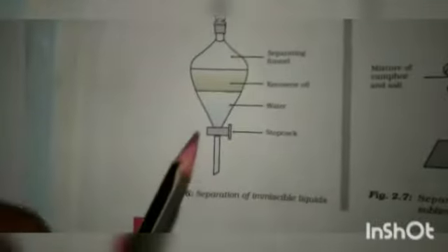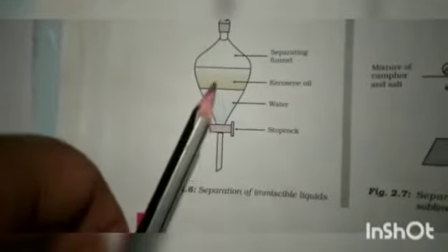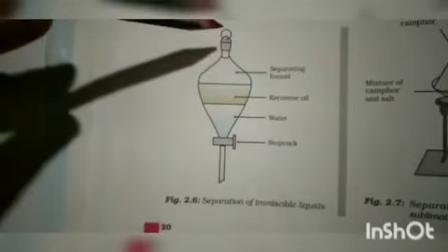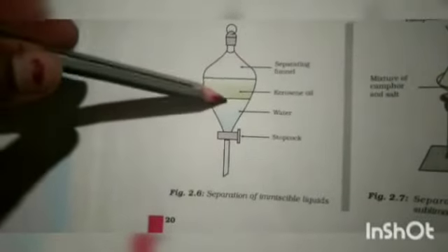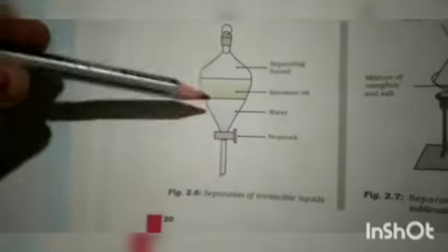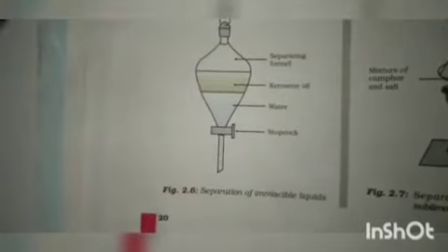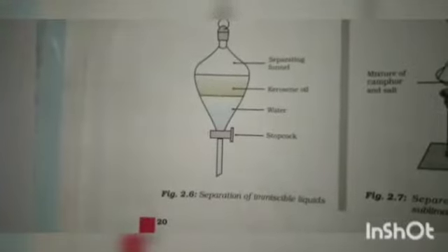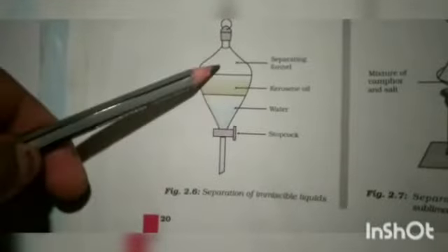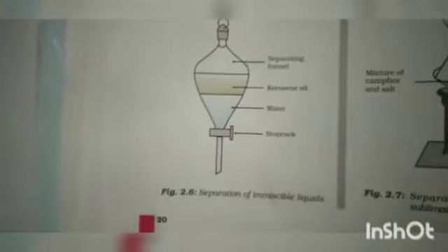So what you have to do first is pour the mixture of kerosene oil and water into a separating funnel. Mix the kerosene and water properly inside this separating funnel. After pouring into it, let it stand undisturbed for some time, so that separate layers of oil and water are formed.